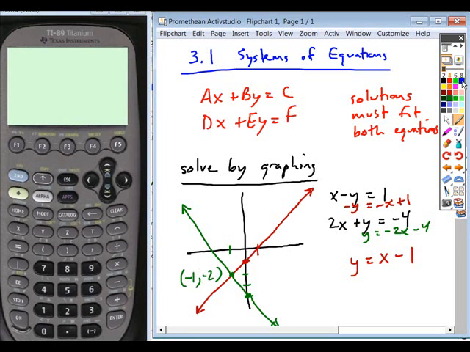What you can do to check your solutions is you can plug that set of points into your original equation. So let's test it. Let's plug a -1 in here. Is it true that -1 minus a -2 is equal to 1? Yeah, so that one checks on the first equation. Let's plug it into the second. Is it true that 2 times a -1 plus a -2 is equal to -4? -2 minus 2 equals -4. So it checks on both of those, so that is your solution point.